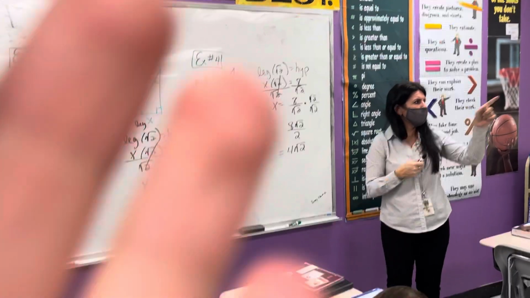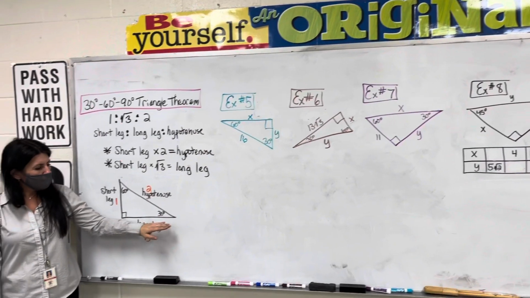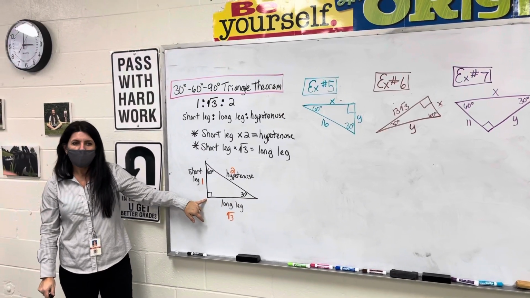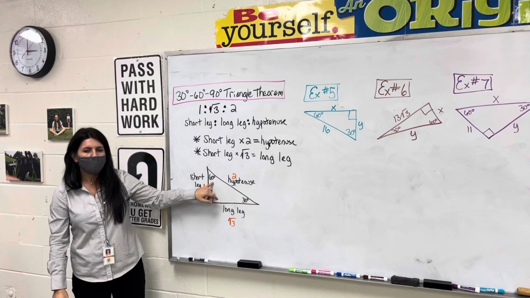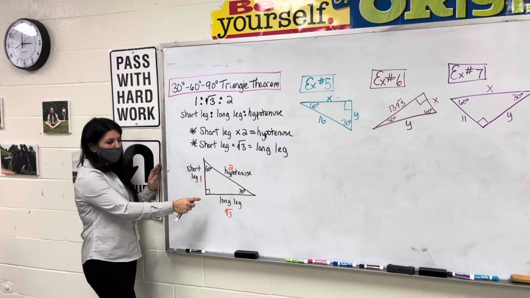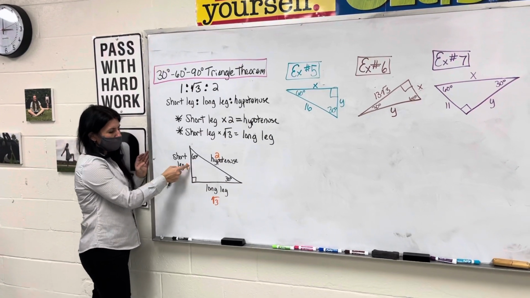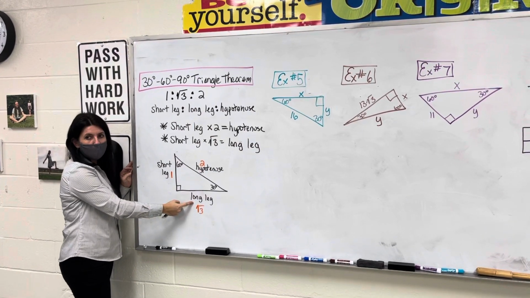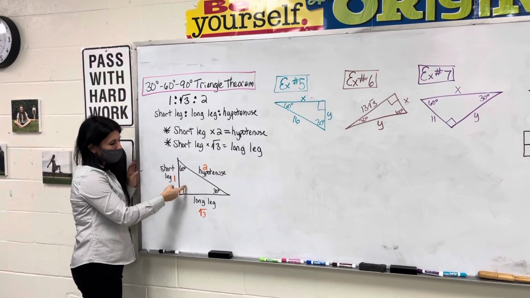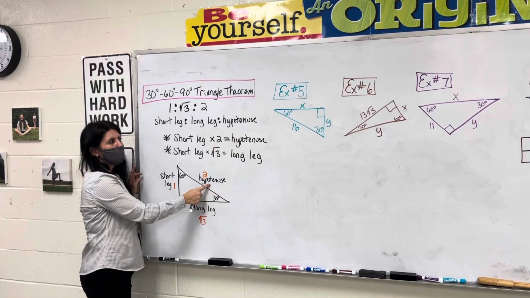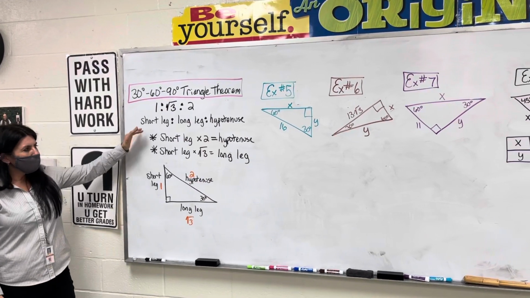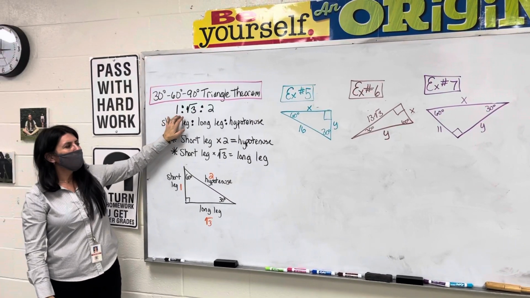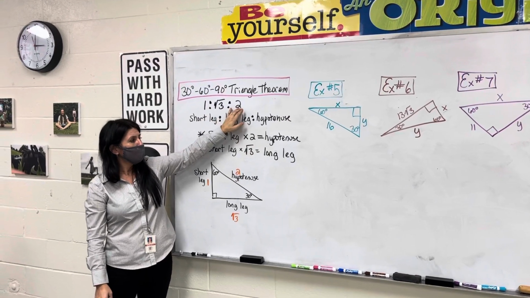Okay, let's go on to 30, 60, 90. So this is our other new rule. In a 30, 60, 90 triangle, we obviously have a 90-degree angle. We have 30 degrees and 60 degrees. I want to point out that directly across from the 30-degree angle is your short leg. Directly across from your 60-degree angle is your long leg. And then, of course, directly across from your 90-degree angle is your hypotenuse. The extended ratio for this one is 1, square root of 3, and 2.